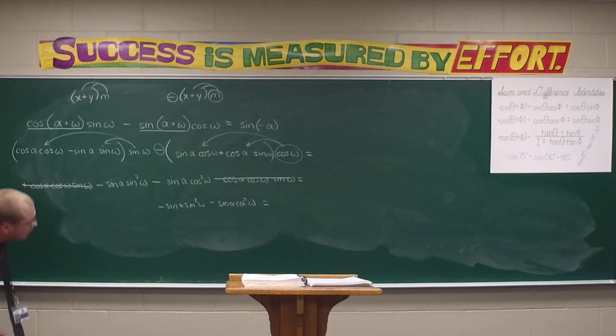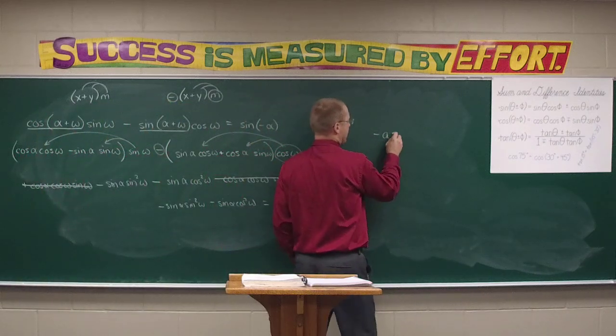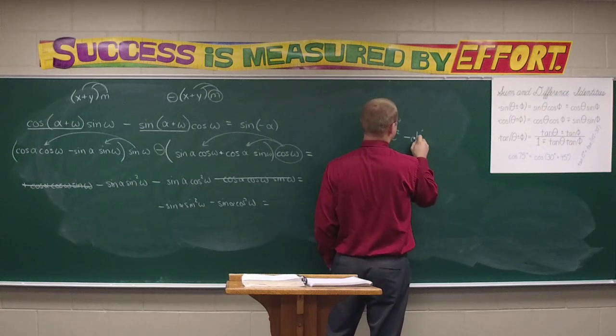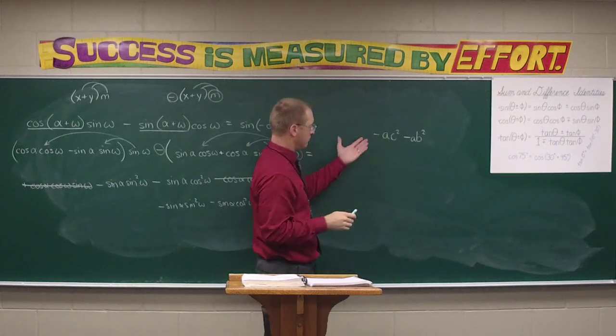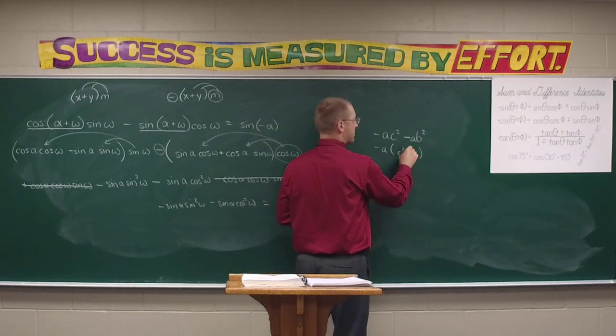Pythagorean. Let me ask you, if I gave you negative AC squared, negative AB squared, what would you do? Factor out A. You'd factor out a negative A, right? That would leave you with C squared plus B squared.